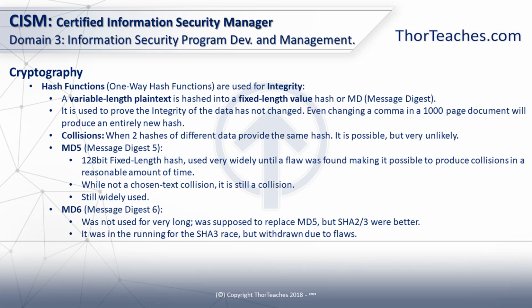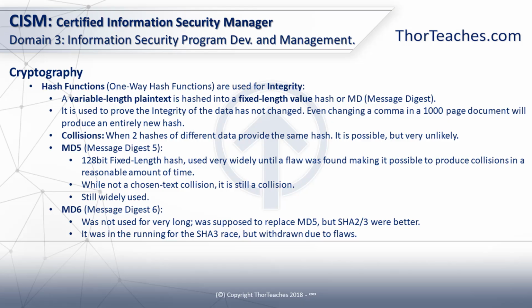If the original text was send $1 million to this account number, and I was able to change the account number and produce the same hash, that would be a chosen text collision. But regardless of that, it's not desirable, and there are newer hashing algorithms out there that are collision resistant.